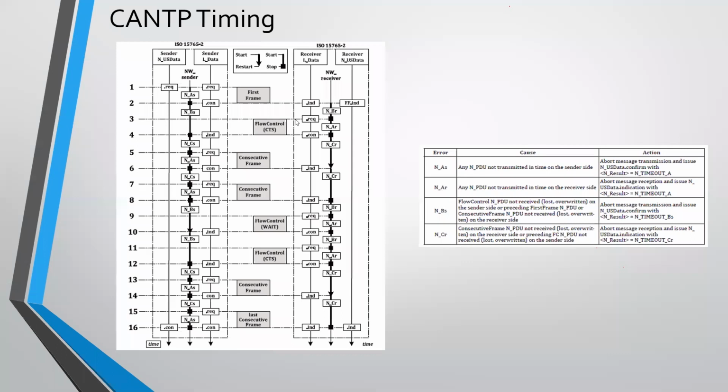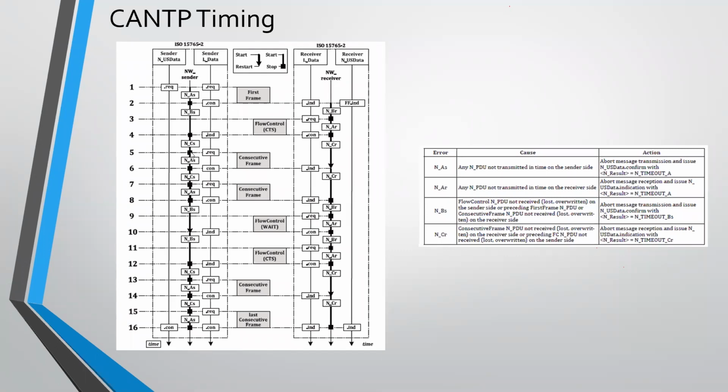In the same way, whenever you receive any data, you get an interrupt. So when the flow control has been received, it will stop and check whether it has got the data within the NBS time or not. If it has not got it within the NBS time, this error will be raised and the whole communication will be aborted. After the flow control has been received, it has to send the next consecutive frame in NCS time.